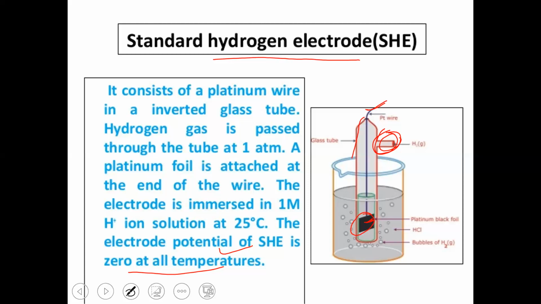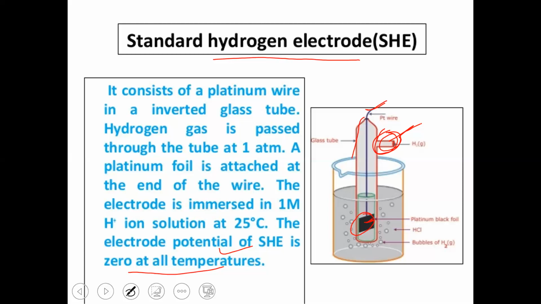This way we can easily construct the standard hydrogen electrode. Once again, how do we construct it? Firstly, the platinum wire is present in a vertical glass tube containing a side tube, and a platinum black foil is attached at the bottom of the platinum wire. The whole system is dipped in 1 M HCl. After that, we pass hydrogen gas through the side tube at 1 atmosphere, and then it will act as a standard hydrogen electrode. The standard electrode potential of the standard hydrogen electrode is 0 at all temperatures.